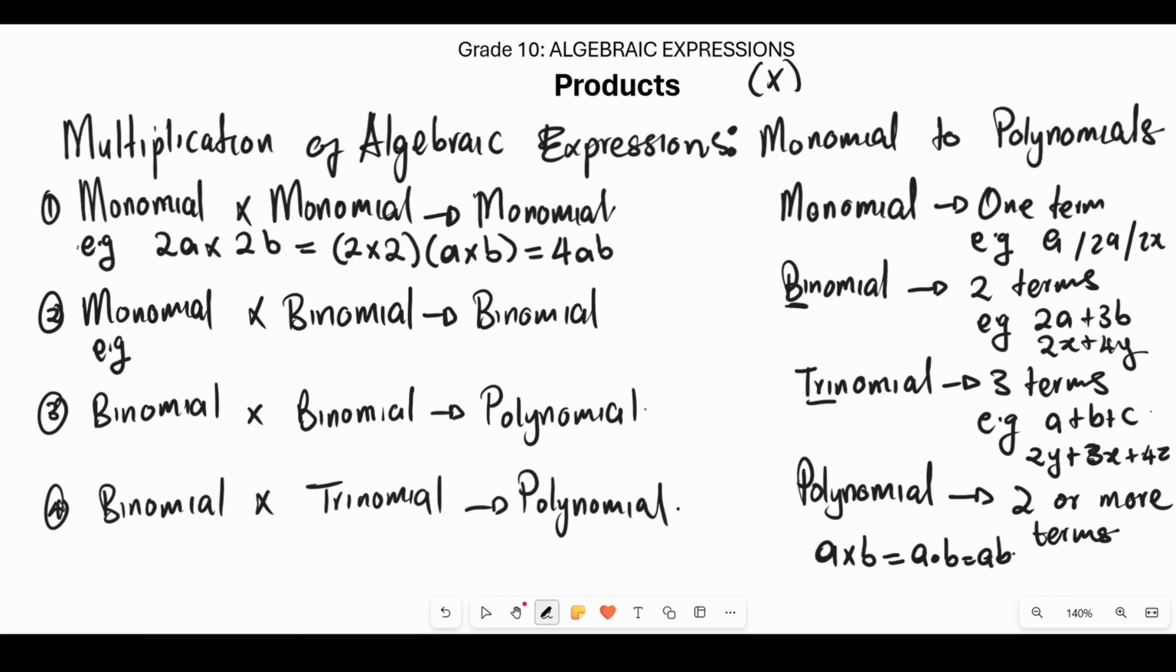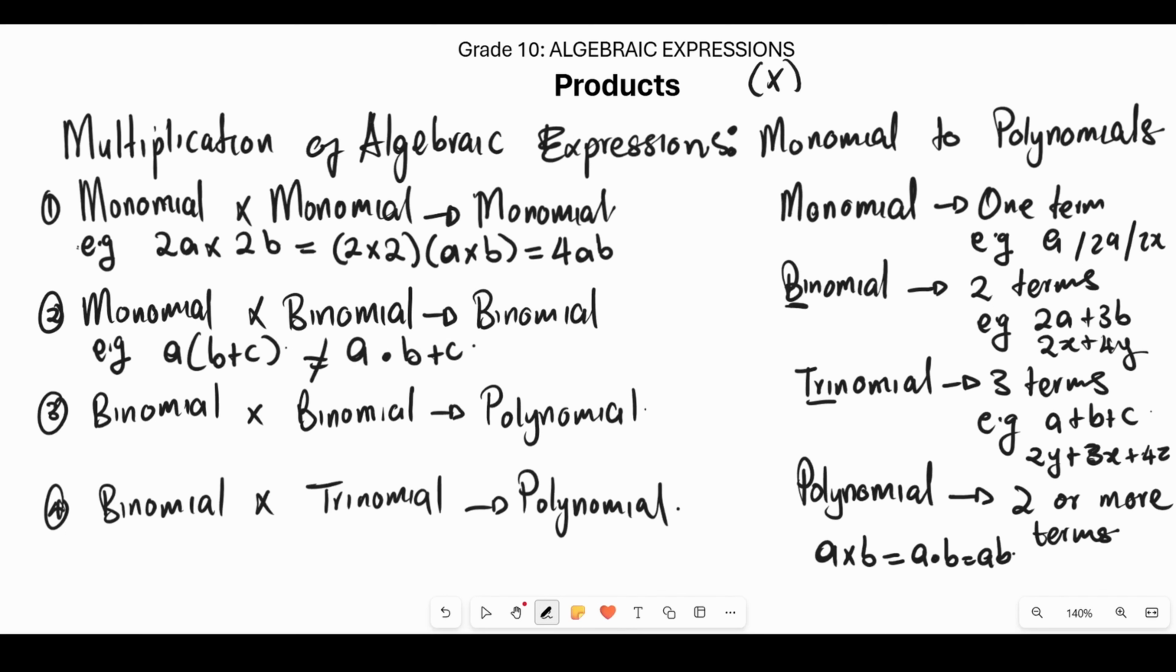Then the example for a monomial and a binomial, this is the interesting one. So in this case, you're always going to have a bracket because this is not equal to this. Let me now put a bracket, b plus c.